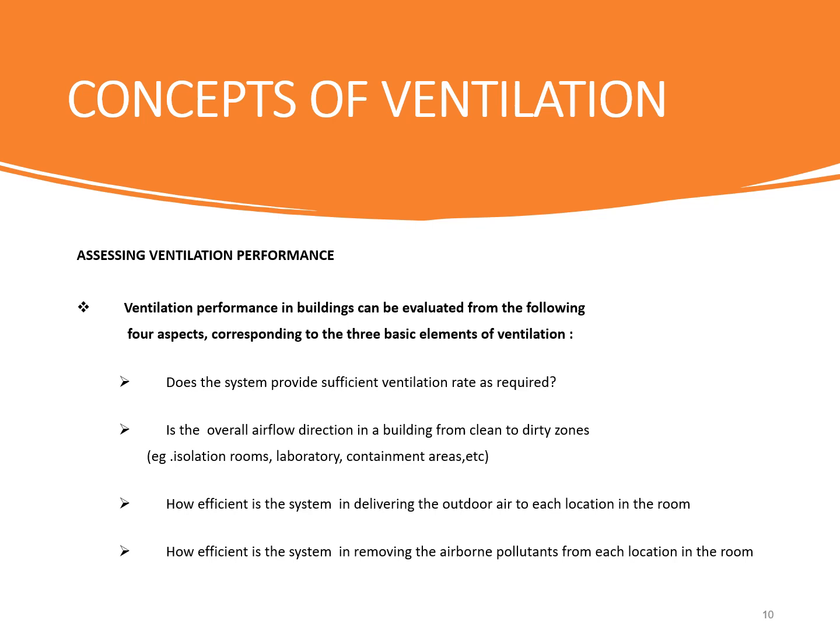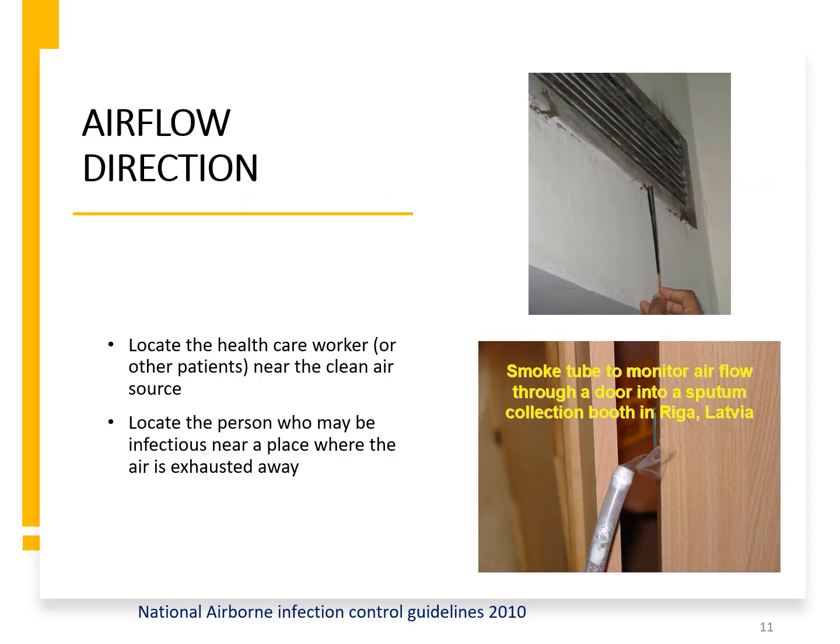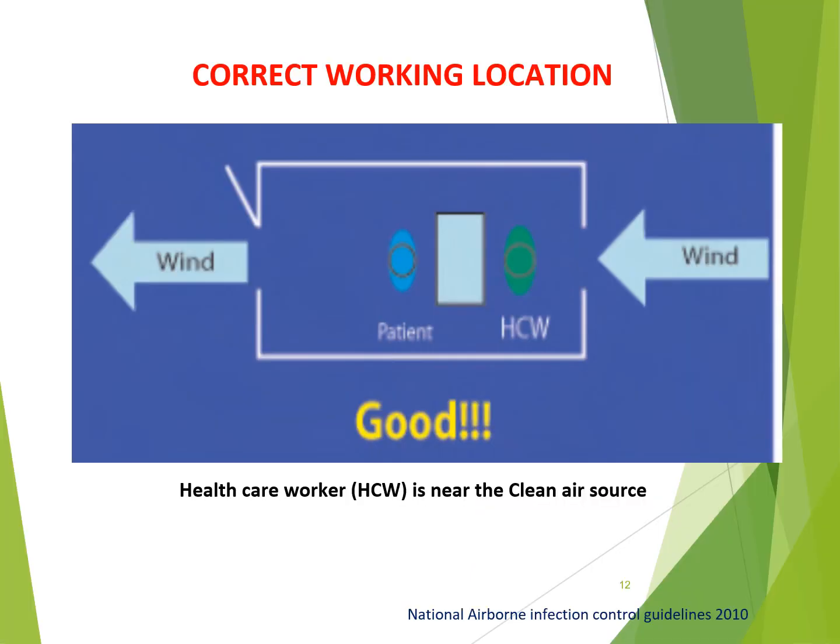Ventilation performance in buildings can be evaluated from four aspects. Does the system provide a sufficient ventilation rate? Is the overall direction from clean to dirty areas? How efficient is delivering the outdoor air to each location of the room? How efficient is the system in removing the pollutants from each location of the room? Locate the healthcare worker near the clean source. Locate a person who may be infectious near a place where the air is exhausted away. So this is how the correct location should be.